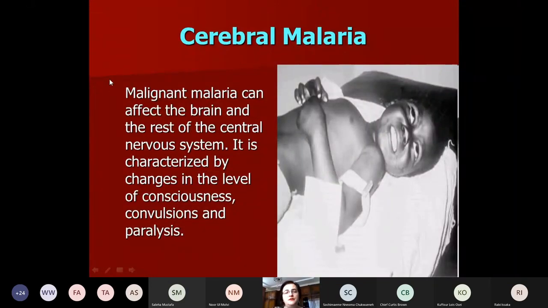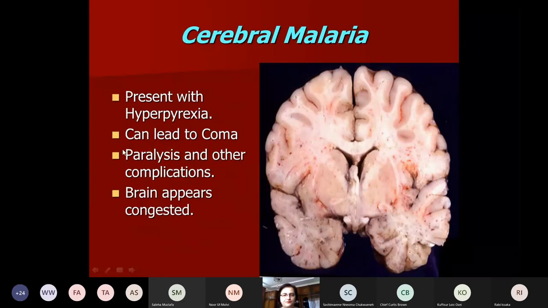Cerebral malaria: malignant malaria, or falciparum infection, can affect the brain and the rest of the central nervous system. It is characterized by changes in the level of consciousness, convulsions, and paralysis. Patients present with hyperpyrexia, which can lead to coma, paralysis, and other complications. The brain appears congested.